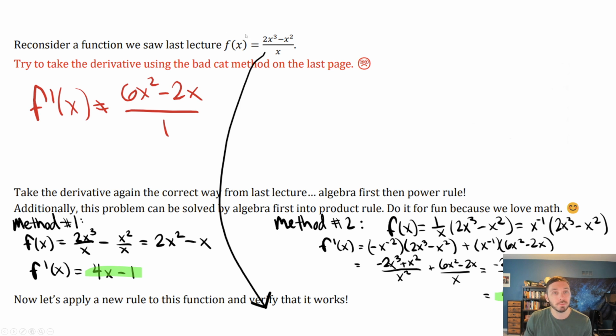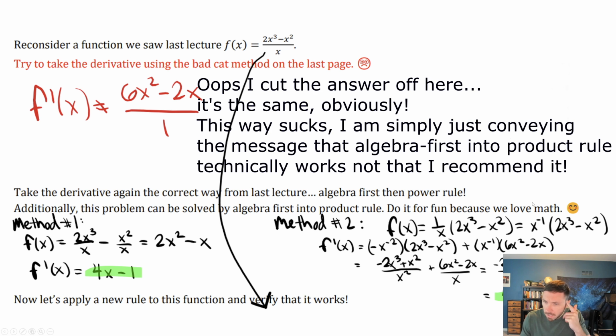We did this problem in the last lecture, I guess, right? Yeah, it was on the first page. And what you can do is just do algebra first. You can divide each term by x, and you get that this expression is algebraically equivalent to 2x squared minus x, and then just power rule it up. These are not the same expressions, right? So we're going to use, I guess, method 2. Oh, wait, what? Oh, this is goofy.